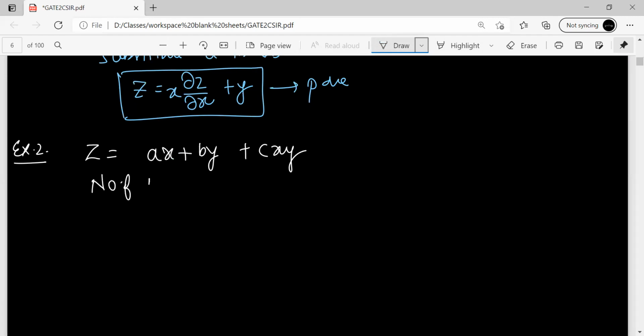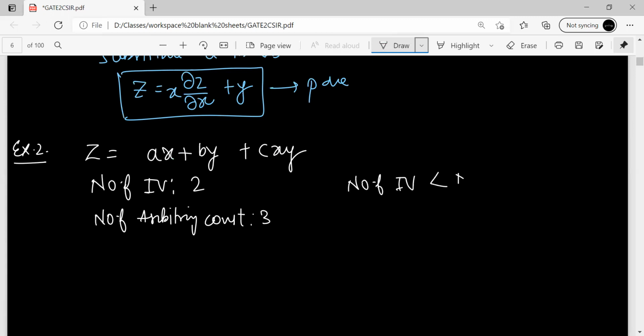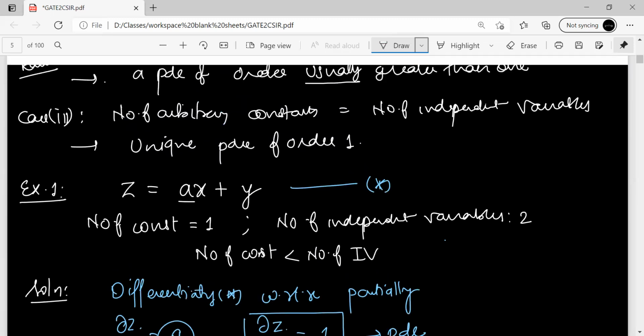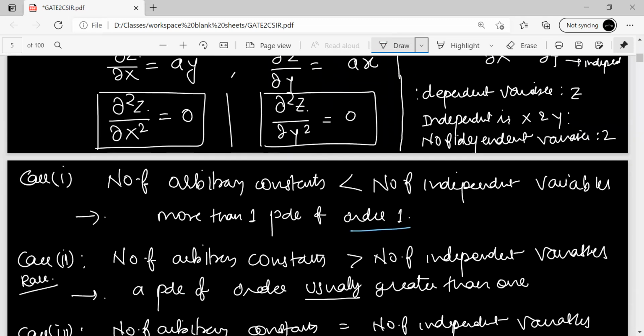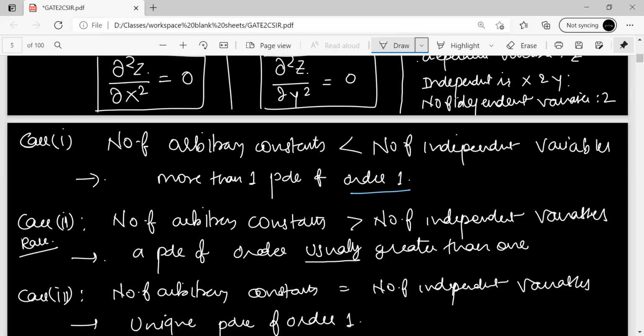I have number of independent variables x and y, 2, and number of arbitrary constants. How many? a, b, c, 3. Okay. So number of independent variables is less than number of constants this time. So which case does it fall in? Number of independent variables are less than number of constants. So basically we will get a PD of order greater than 1.